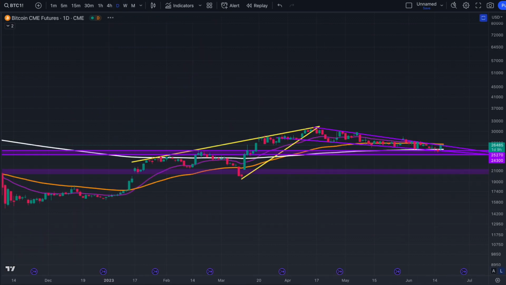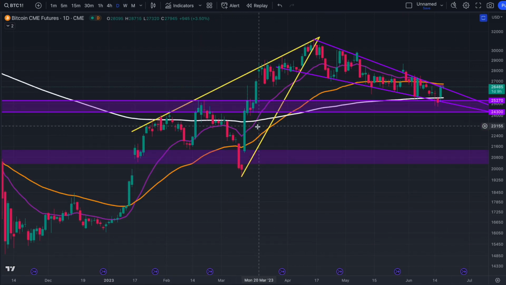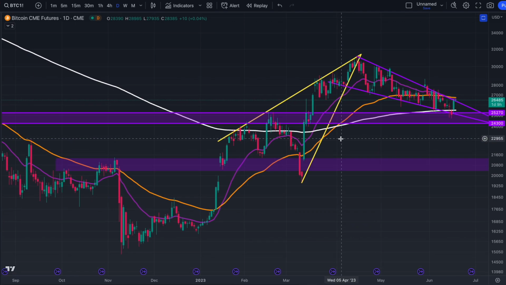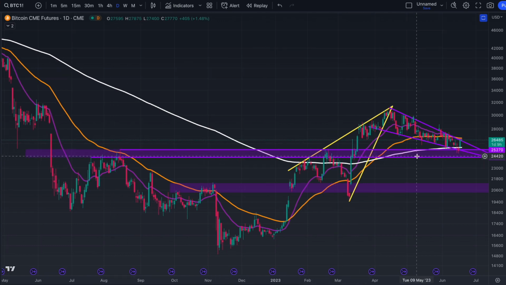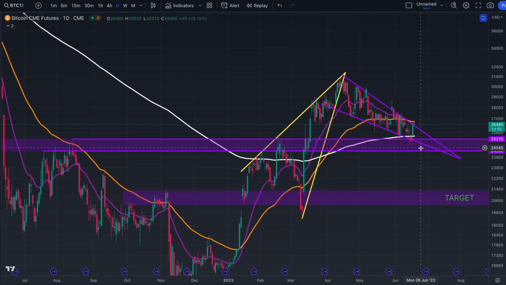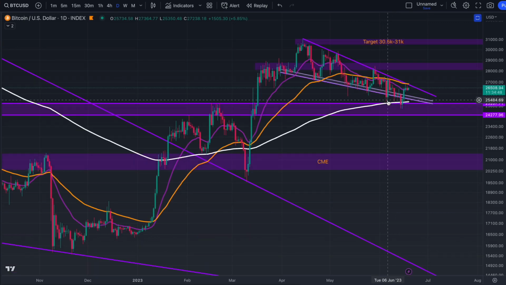If we scale down to the daily time frame, we can see after this pump off of about 21k, we never actually filled in that wick. So if we were to ever lose this 25k resistance, which is now acting as support as we're seeing this bounce, we would then head to that target down there, only on the loss of this resistance, which is now acting as support.